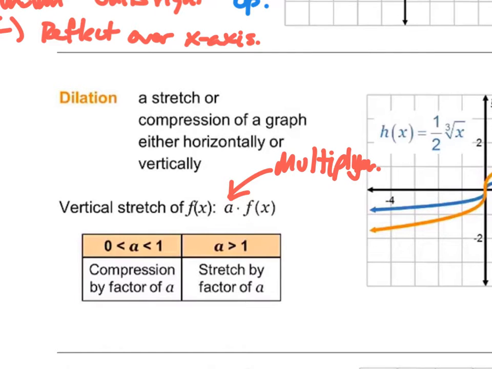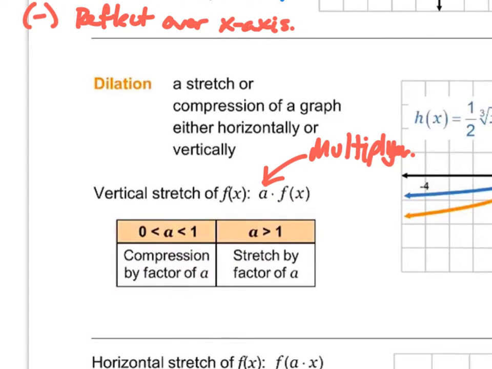And so what happens is if we have a number that's between 0 and 1, so if this number is a fraction, say like a half, then we get a compression. And if the number is greater than 1, then we get a stretch. And so here's what I like to think.